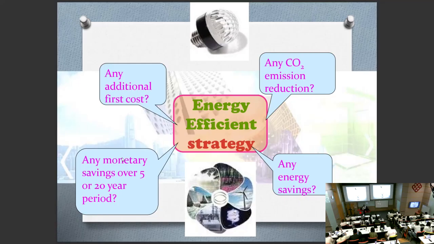For an energy efficiency strategy, when you want to analyze whether it is feasible, you need to think about whether there are any additional first costs, your first investment, and what the carbon dioxide emissions reduction and the monetary saving are over a 5-year or 20-year period. What is the payback period? How long does it take to make up for the first cost? And any energy saving on the energy bill, the electricity bill.